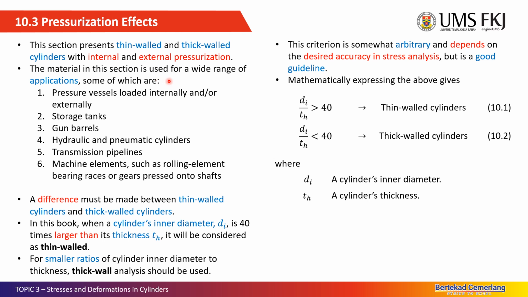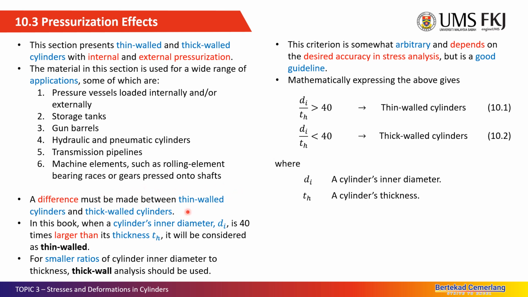So the material in this section is used for a wide range of applications. For example, first, the pressure vessel loaded internally or externally. The second one, the storage tank. Third, the gun barrel. Four, hydraulic and pneumatic cylinder. Fifth, transmission pipelines. Six, machine elements such as rolling element bearing race or gear pressed into shaft. But remember, you must differentiate between the thin wall cylinder and thick wall cylinder.